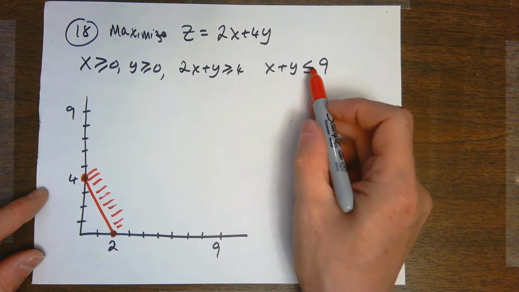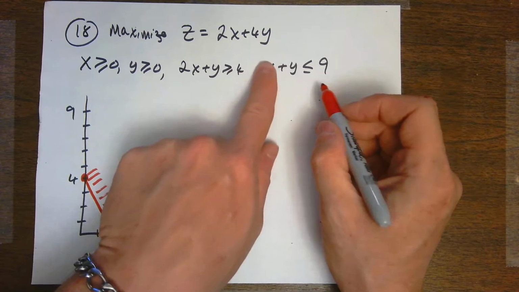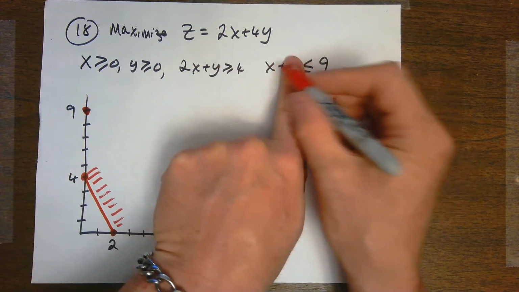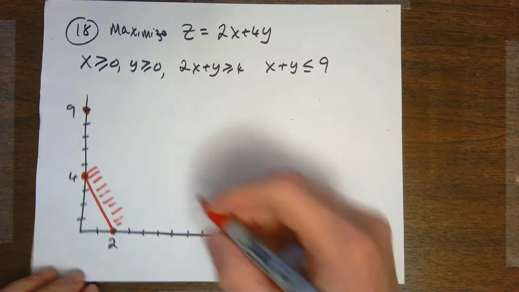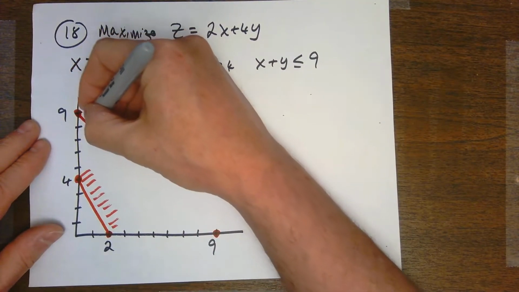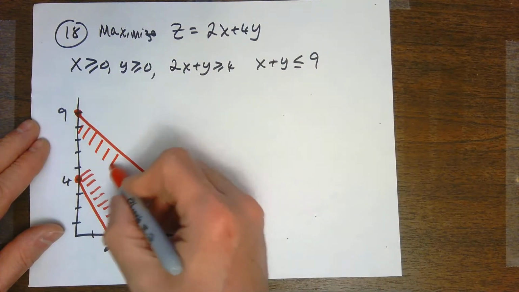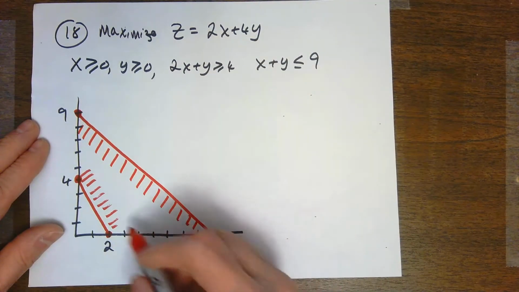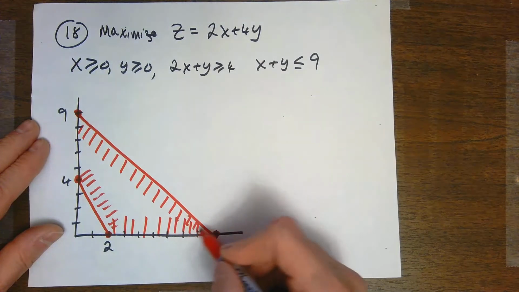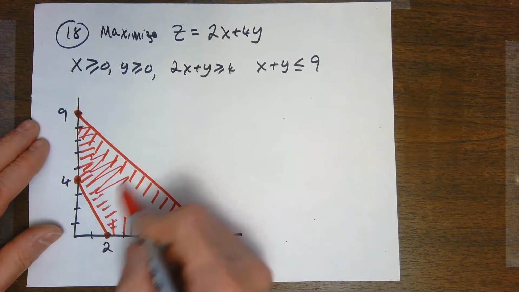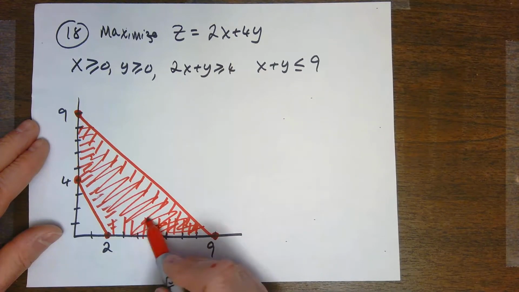X plus y is less than or equal to 9. When x is 0, y is 9. When y is 0, x is 9. Nice straight line joining them. Where is my ruler? I wish I had a ruler. And I want this and this. Y is greater than or equal to 0. X is greater than or equal to 0. So here's my feasible region. All this region in here.